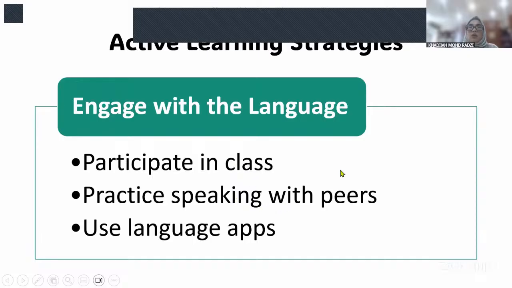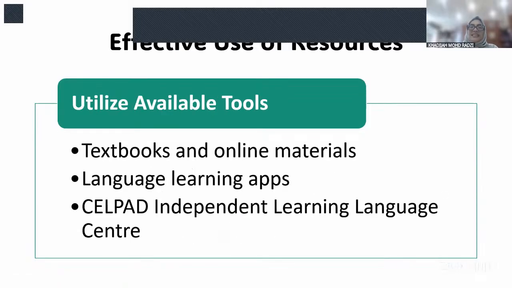Maybe right now you might want to forget your native language because your goal is to learn the new language, be it English or Arabic. Practice speaking with your friends, and furthermore, you can also use language apps. Besides that, effective use of resources: utilize available tools that can help you to improve your language skills. You can use your textbooks, and there are a lot of free online materials, and there are language learning apps.